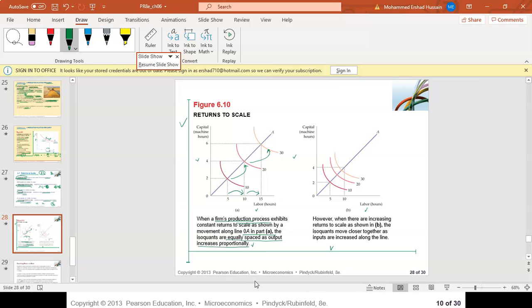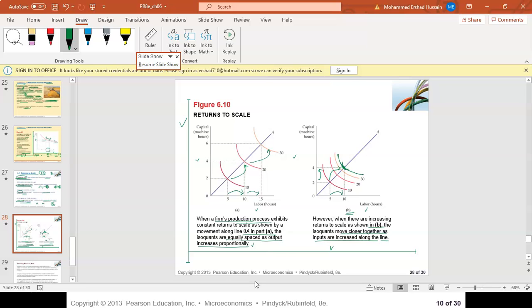If, however, there is increasing returns to scale, as shown in B here, the isoquants move closer together as inputs are increased along the line. So if labor increases from 5 to 10 and capital increases from 2 to 4, then output will increase more than double, 10 to 30, or even more than that. You see, that 30 isoquant is below this line. This is where we reach. So even more than that.